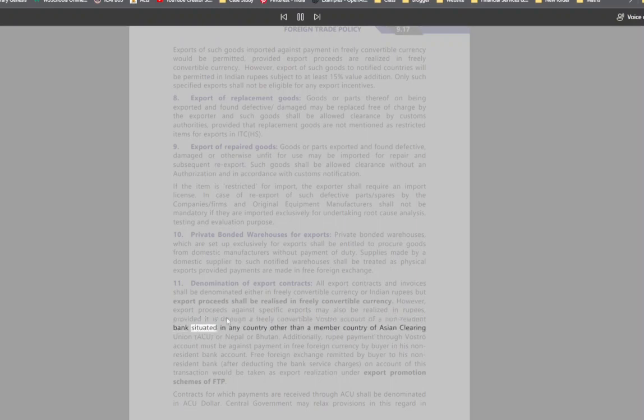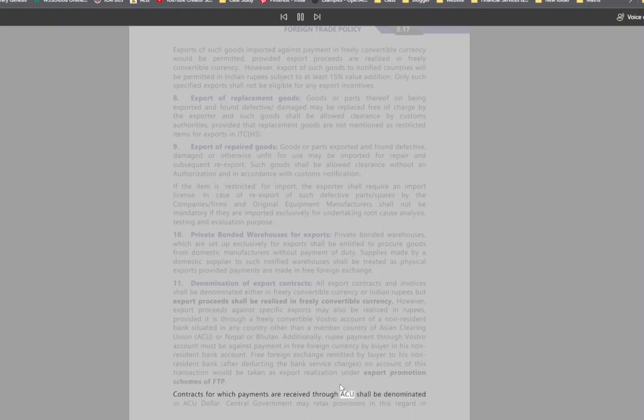account of a non-resident bank situated in any country other than a member country of Asian Clearing Union, ACU, or Nepal or Bhutan. Additionally, rupee payment through Vostro account must be against payment in free foreign currency by buyer in his non-resident bank account. Free foreign exchange remitted by buyer to his non-resident bank, after deducting the bank service charges, on account of this transaction would be taken as export realization under export promotion schemes of FTP.